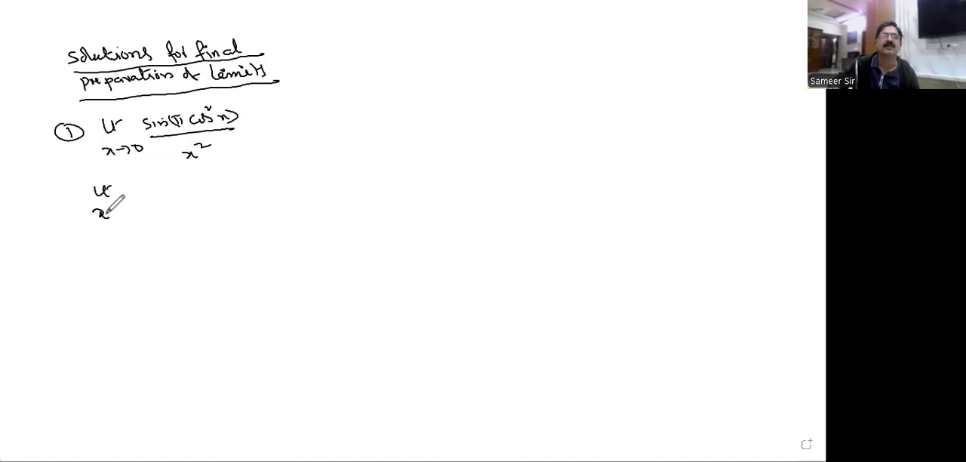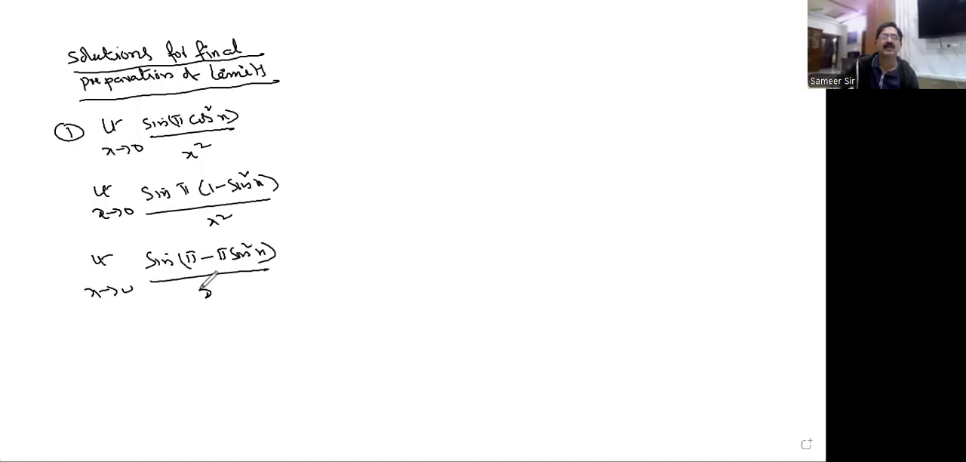See this now. x tends to 0. What is this? Sine pi is there. Cos square x can be written as 1 minus sine square x, divided by x square. If you multiply here by pi, then it becomes pi minus pi sine square x. Of course, limit x tends to 0 is there. This you can write as sine of 180 minus theta, which is nothing but sine theta.